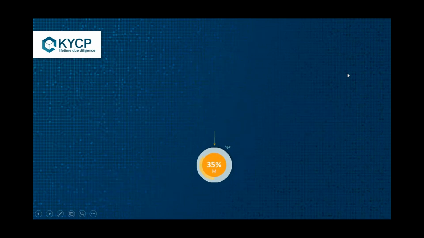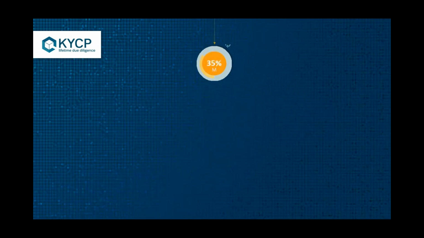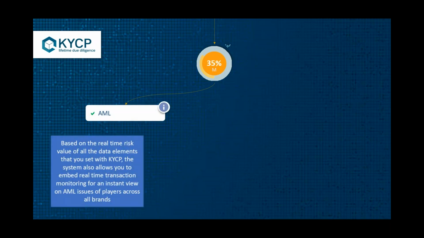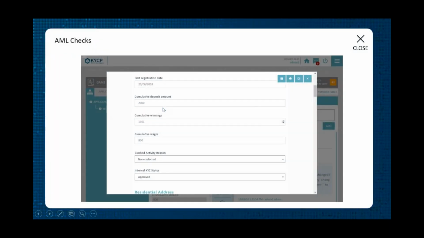KYCP then allows you to define rules, workflows, and what the system should do based on that real-time risk. So yes, apart from moving applications across teams, highlighting, notifying MLROs, etc., there are three main elements. The first one is the AML element, and the AML element can be of various types depending on how you want to tackle it in the system.